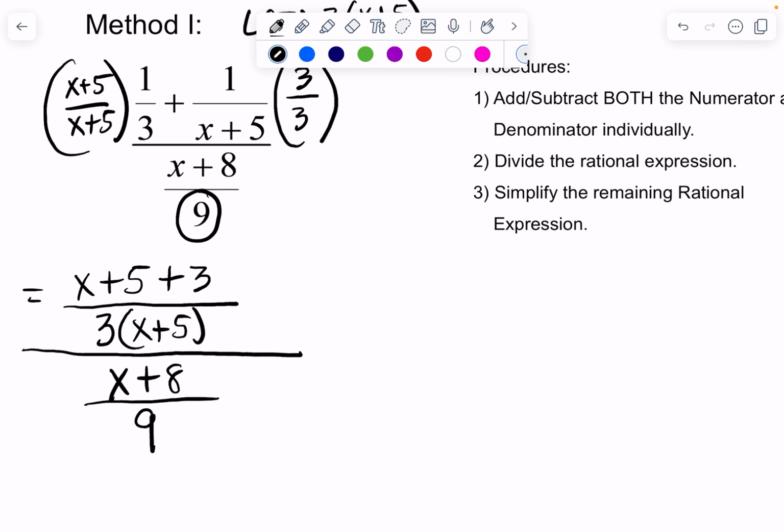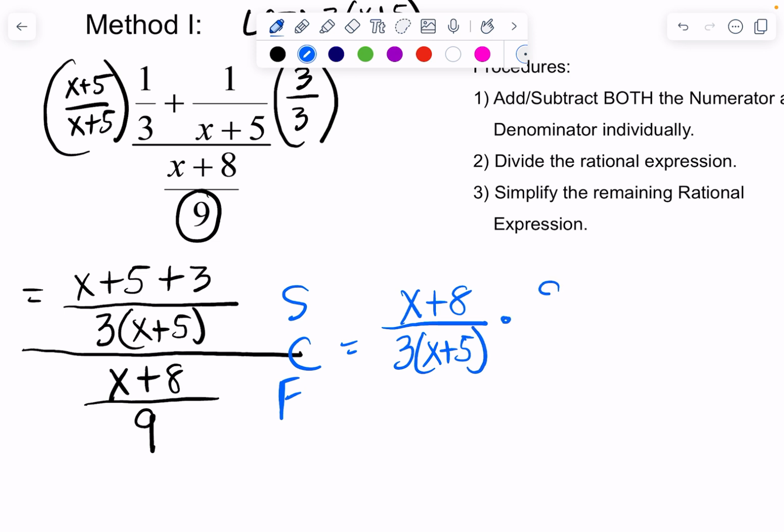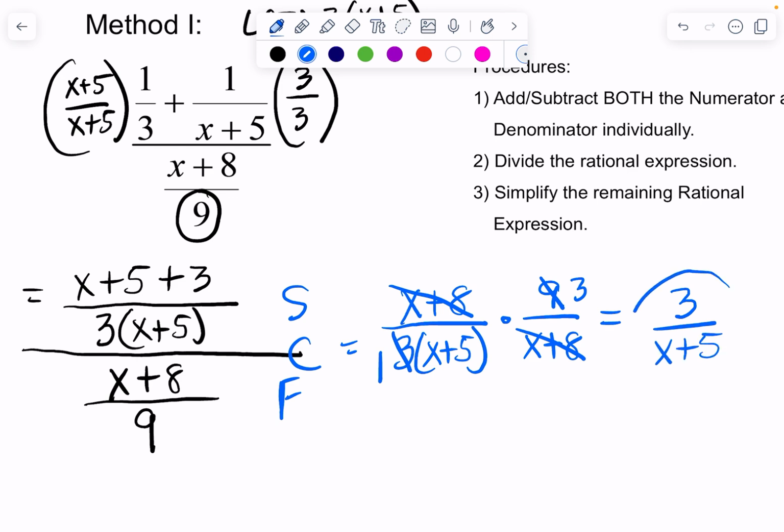Now I'm going to do a little stay, change, flip action, giving me x plus 8 over 3 times x plus 5. Change the multiplication, flip 9 over x plus 8. The x plus 8 in the numerator cancels out with the x plus 8 in the denominator. 3 goes into 3 one time. 3 goes into 9 3 times, leaving me with 3 over x plus 5.